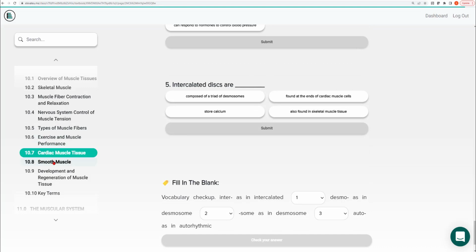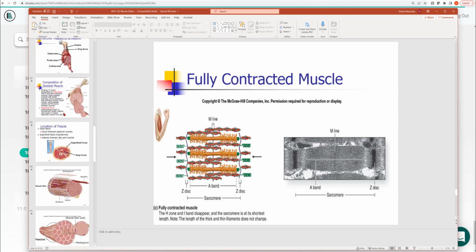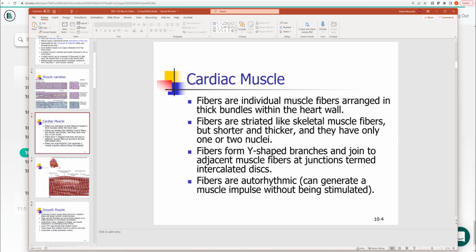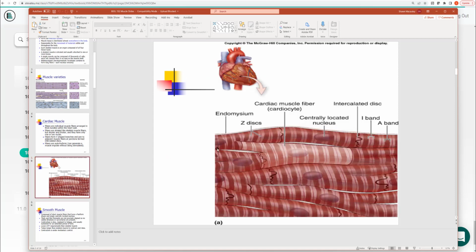And let me go back to a couple extra slides about cardiac muscle. And again, everything I've already said, these cells are individual, they're striated, they're shorter, usually have one, sometimes two nuclei, Y branching, and they're autorhythmic with the intercalated discs. And just another picture of this. Don't worry about the I and the A and the Z here, but just see that you have the branching, you have the striations, you have single nuclei usually that are in the center of the cell.